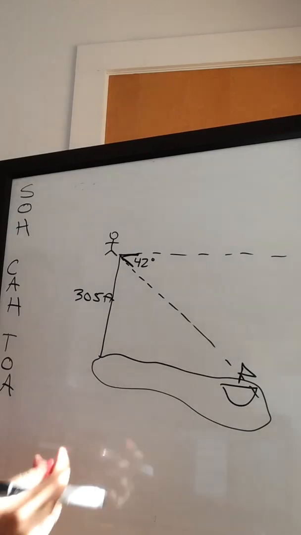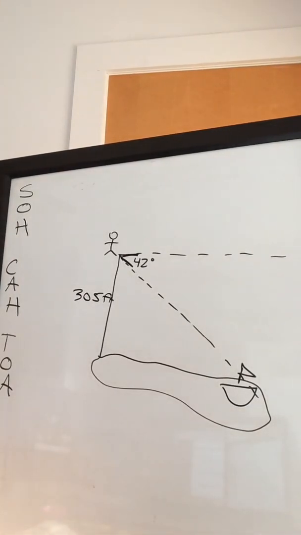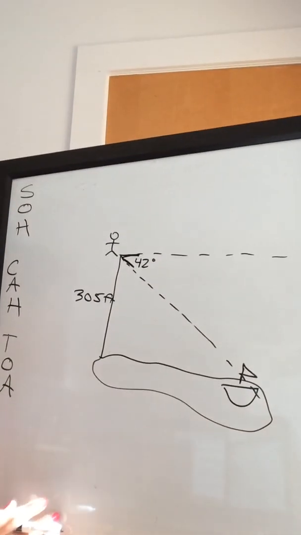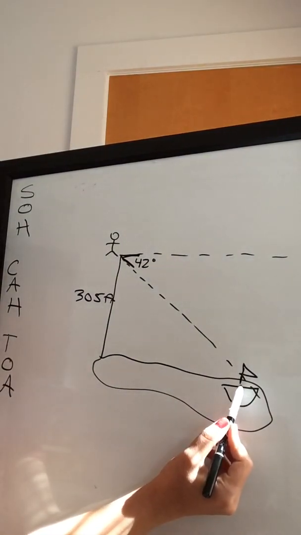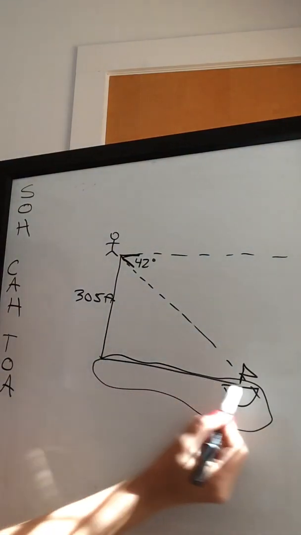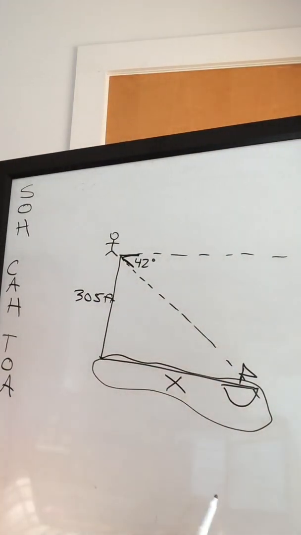So let's see. There's a couple ways we can do this now. Well, actually, let me finish writing out the rest of it. So how far is the boat from the base of the cliff? Where would the base of the cliff be? Right here. So there's a couple ways we can do this.